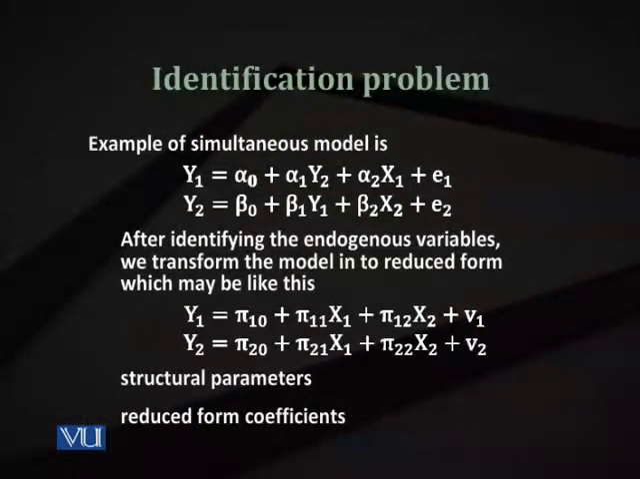Look at the model given on the screen where you have 2 equations, y1 depending on y2 and x1, and y2 depending on y1 and x2. You can easily identify that y1 and y2 are endogenous and x1 and x2 are exogenous variables. Let's suppose that by some way we can rewrite these equations as y1 is equal to pi 1 naught plus pi 1 1 x1 plus pi 1 2 x2 plus v1, which is an error term, and the second equation as well where y2 depends on x1 and x2.